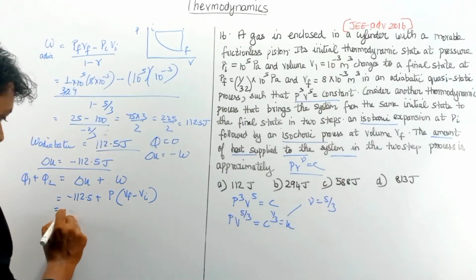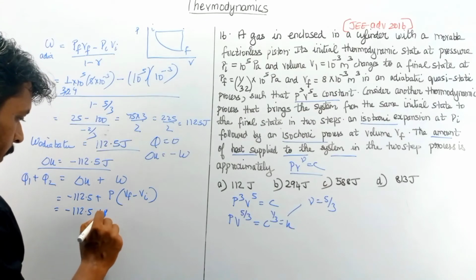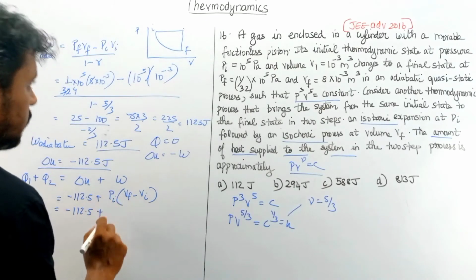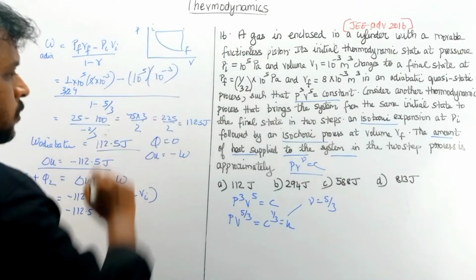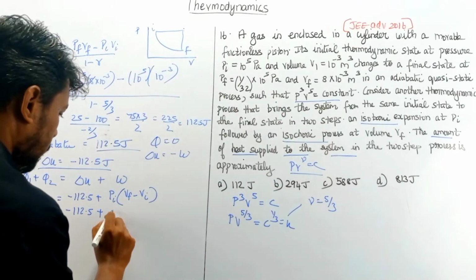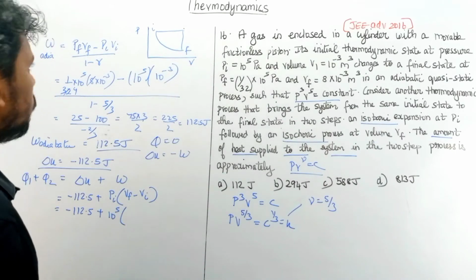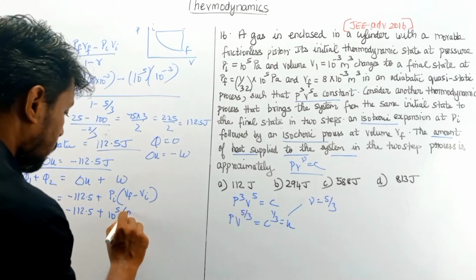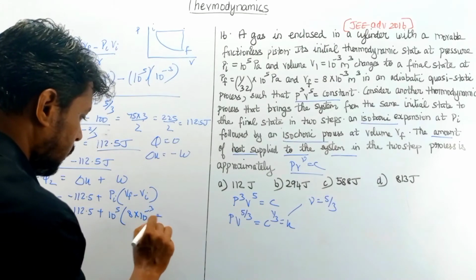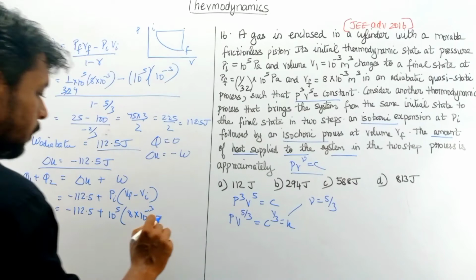Okay, so which is equal to minus 112.5 plus the initial pressure, because work is done only through the constant pressure process. So the initial pressure is 10 power 5. The final volume is 8 into 10 power minus 3, minus the initial volume, which is 10 power minus 3.